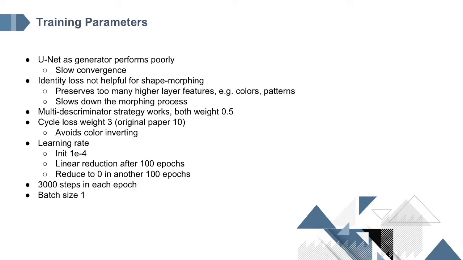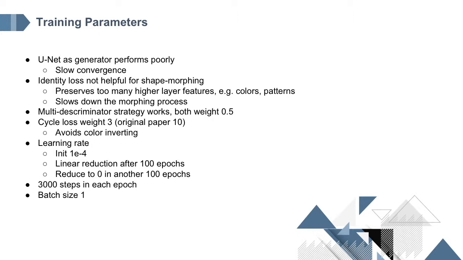On the bright side, however, the multi-discriminator strategy works, and both weights for the two discriminators are set to 0.5. Cycle loss reduction is also helpful for accelerating the morphing process and frees the model from simply getting accustomed to inverting the color. The original weight for cycle loss is 10, and the final weight we use is 3.